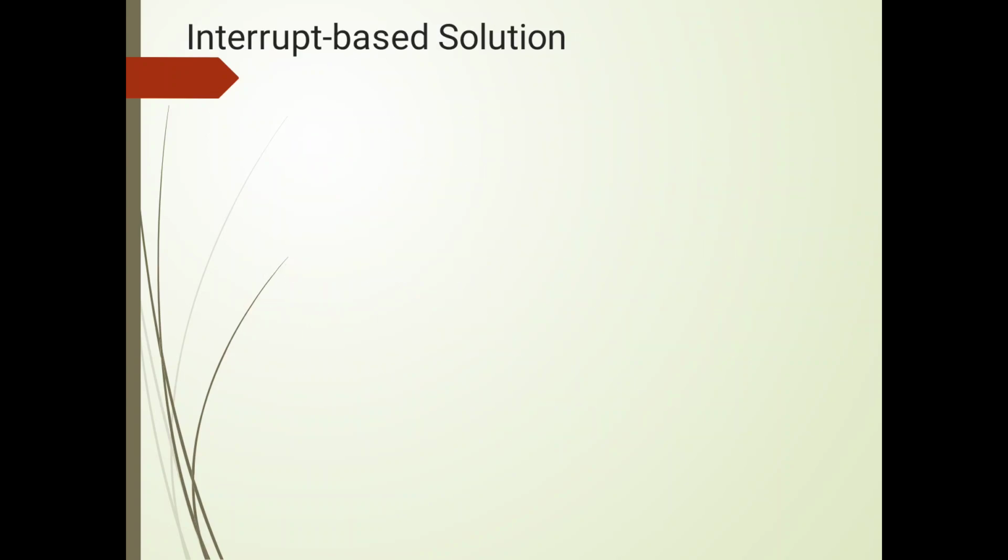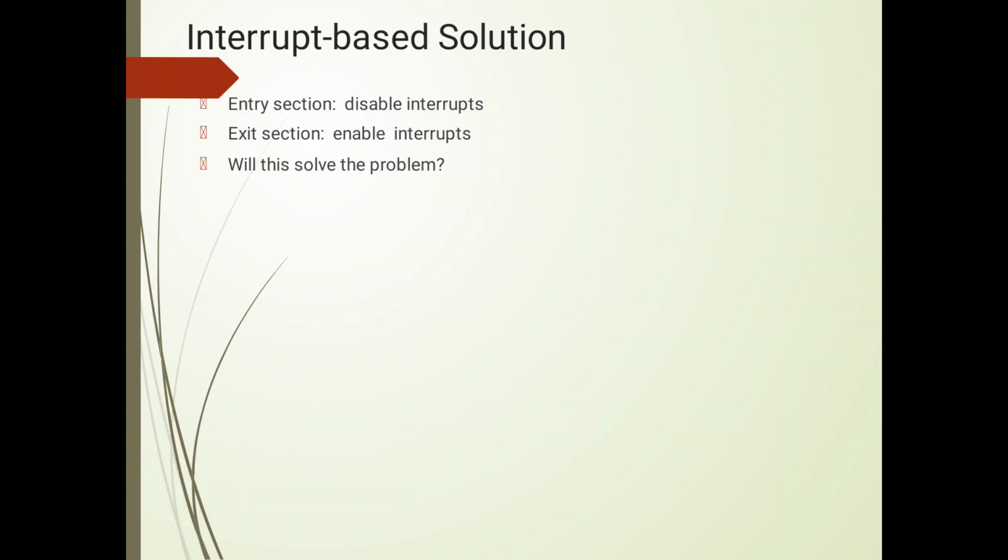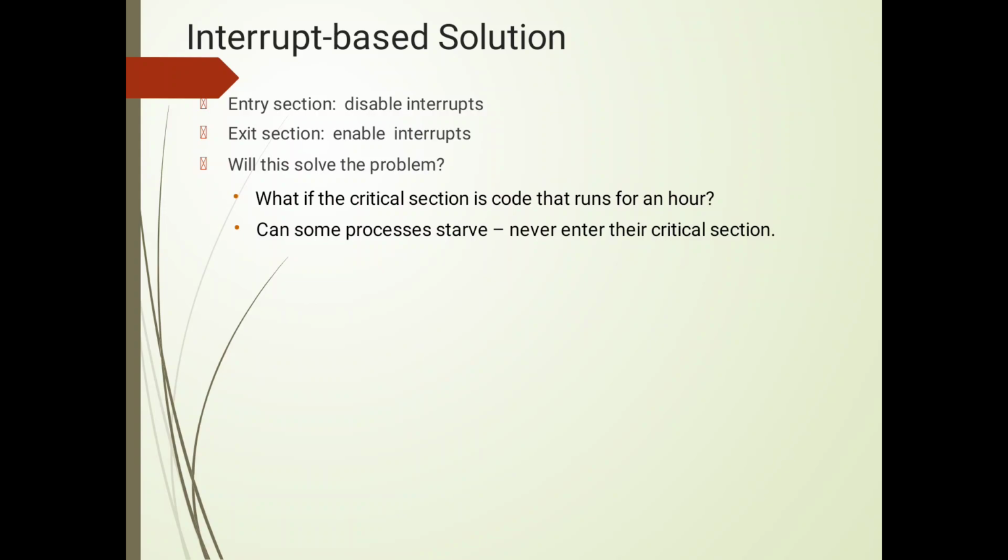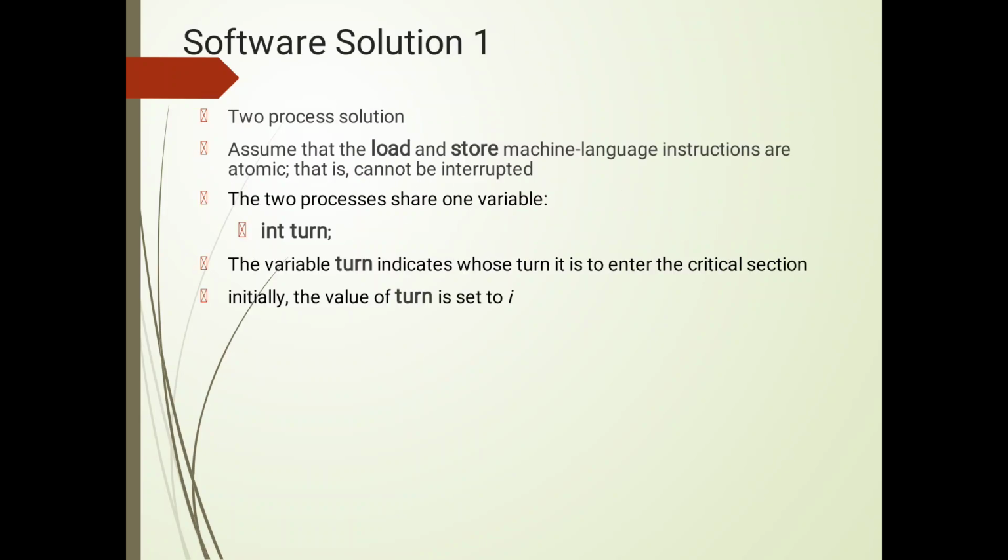The interrupt-based solution: in the entry section, disable interrupts; in the exit section, enable interrupts. Will this solve the problem? Yes. But what if the critical section is code that runs for an hour? Can some process starve, never entering its critical section? And what if there are two CPUs?